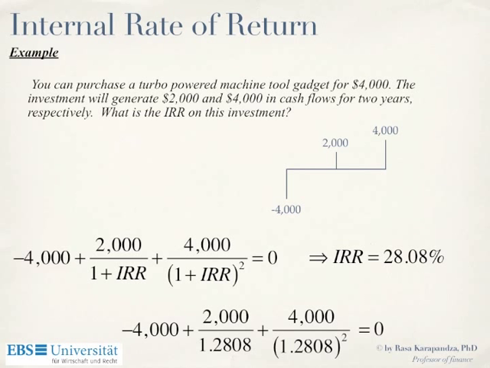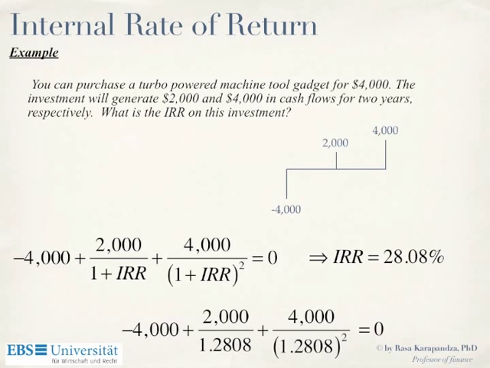It's like here. If you invest $4,000 into this project today, this is the return that you will get from this investment. So if you invest 4,000 now and exchange it for the cash flow that gives you 2,000 in a year from now and 4,000 in 2 years from now, that means that you have earned 28.08% on your investment. I hope this is clear. So it tells you how much per year you earn in percent.